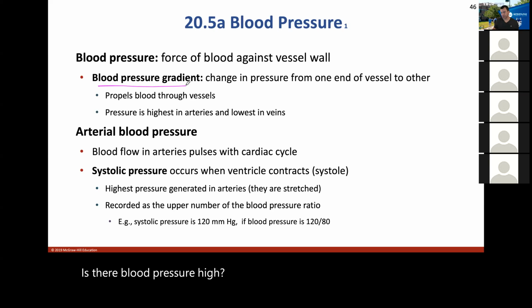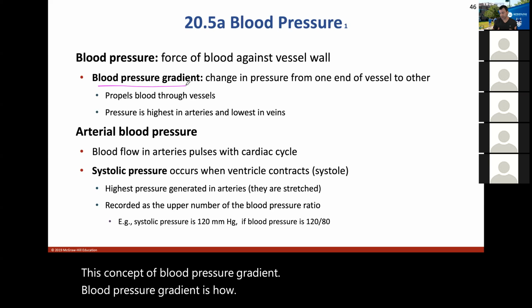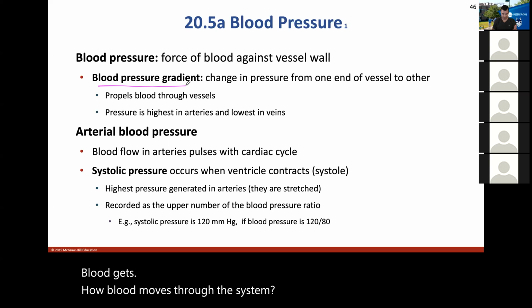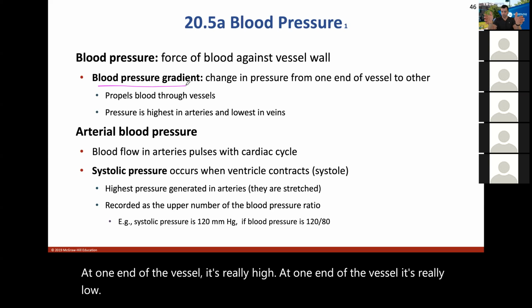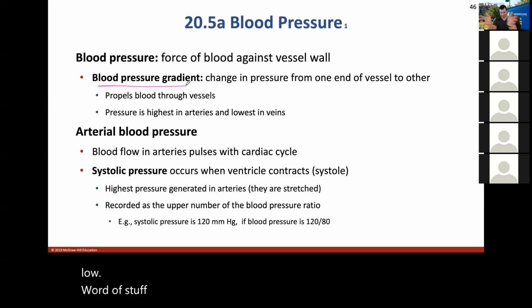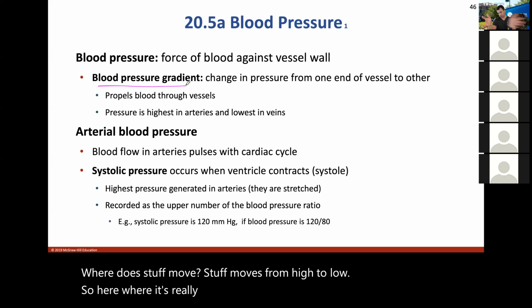This concept of blood pressure gradient. Blood pressure gradient is how blood moves through the system. Okay. At one end of the vessel, it's really high. At one end of the vessel, it's really low. Okay. So where does stuff move? Stuff moves from high to low. So here where it's really high, it's going to move towards where it's really low.